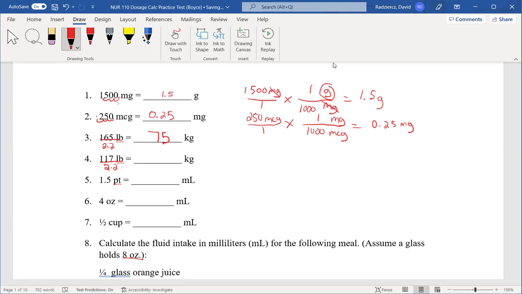For 117 though, divided by 2.2, I'm going to get 53.18181818. It's a repeating number, and that's your clue that you need to go ahead and round. And so 53.18 would round to 53.2 kilograms.